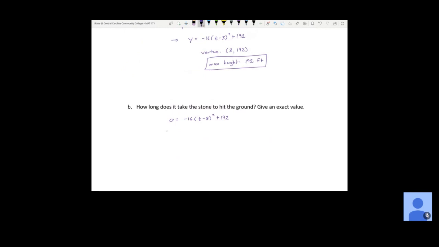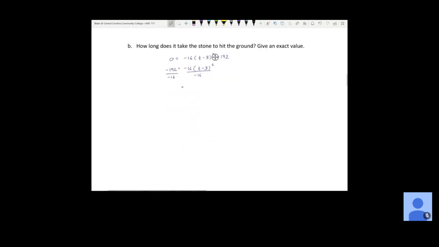Okay, move the 192, so we get negative 192 equals negative 16 times t minus 3 squared. Good. Then what? Okay, so we have to divide by the negative 16 now. What's negative 192 divided by negative 16? Okay, so we get 12 equals t minus 3 squared.